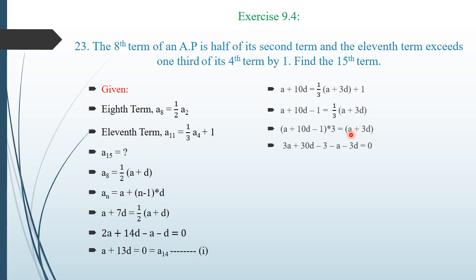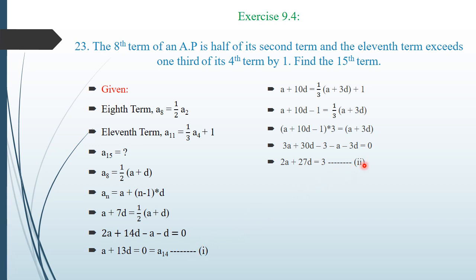Or 3a plus 30d minus 3 minus a minus 3d equal to 0. When I take this a plus 3d to the left side, only 0 will remain on the right. Or I can also write it as 2a plus 30d minus 3d is 27d, and this minus 3, if I take it to the other side, it will become plus 3. This is going to be equation 2.